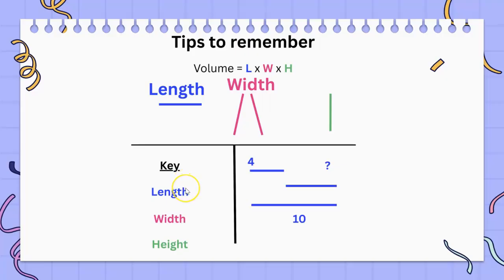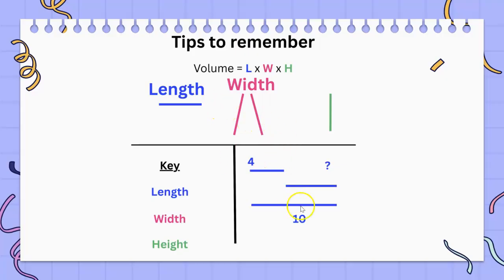Okay? And another strategy that we have to remember is to write out our key. So again, I made my length to be blue, and instead of writing the word length and then writing the word blue right next to it, I just wrote it in that color. I wrote the word length in that color. I wrote the word width in pink. I wrote the word height in green.